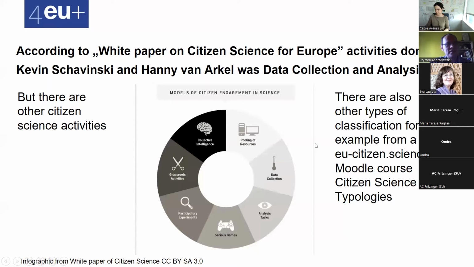other games. There are scientific projects that use techniques of gamification to increase participation, and also, for example, grassroots activities, which is an example of when citizens are grouping together to make research under scientific methodology, and they of course may be under the supervision of scientists, but they also can do their research independently. So of course there are other types of classification of citizen science. We can find those classifications in Moodle courses or at the EU Citizen Science website, which I will show. And this is in the course Citizen Science Typologies.